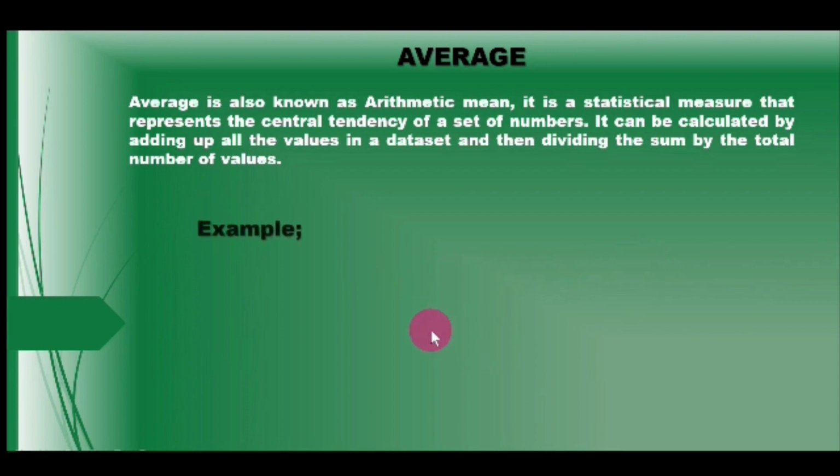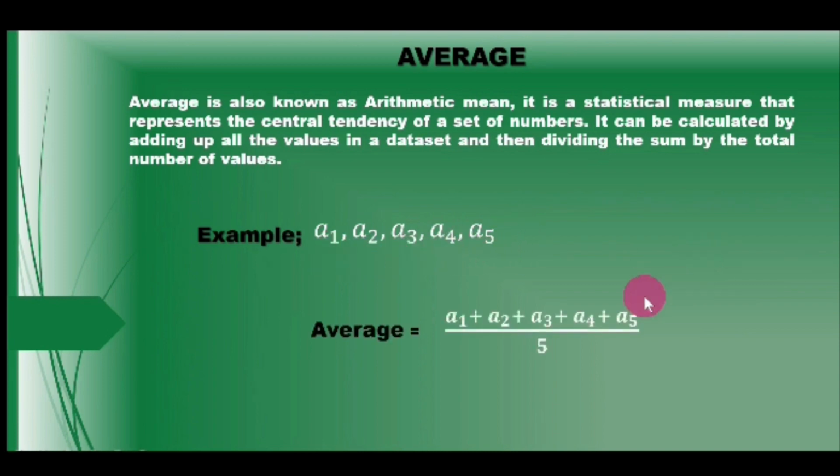For example, when you have a data set like this, first number, second number, third number, fourth, fifth number. To calculate the average for this data set, all you need to do is to sum this data set and divide it by total number of what? Values. So we'll have A1 plus A2 plus A3 plus A4 plus A5 divided by total number of values, which is 1, 2, 3, 4, 5. So this is the basic way to calculate average.